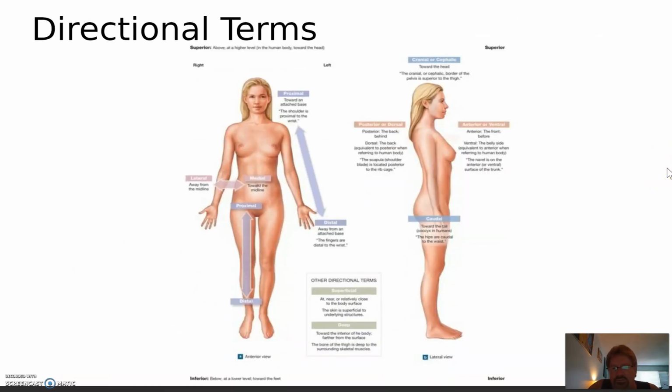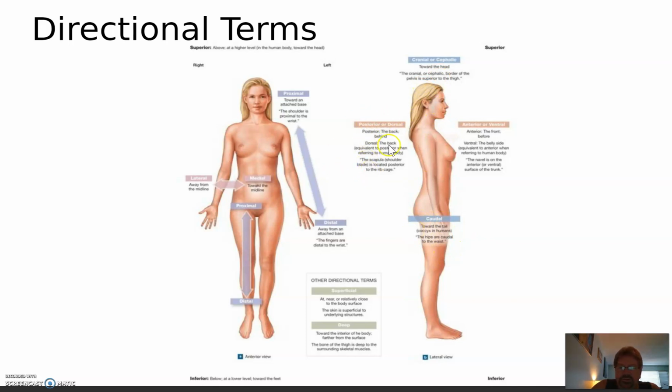Okay. Now, I was looking for a better picture than this, but it's the best I could come up with. So here's proximal and distal. The closer to the point of origin, it's proximal. The further away, it's distal. Medial is close to the midline. Lateral is away from the midline. Superficial and deep, we know that. Cranial or cephalic means towards the head. Caudal means towards the tail.